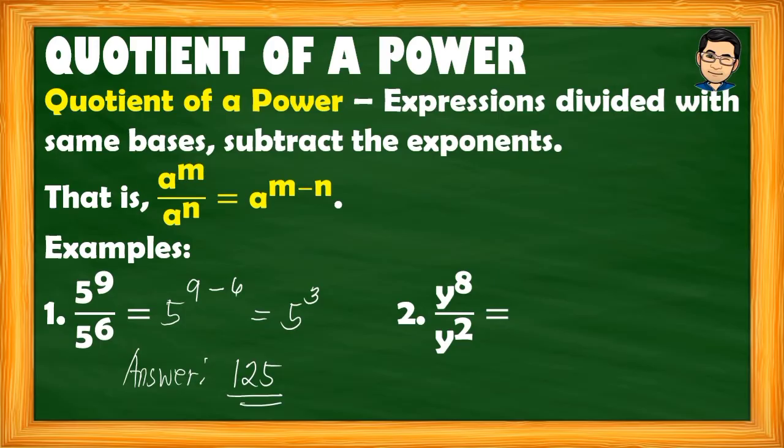Next, y raised to the 8th power over y squared, that is y raised to 8 minus 2. And that is 8 minus 2, 6. So, our final answer will be y raised to the 6th power. Kung sa first example natin, kailangan nating isimplify yung 5 raised to the 3rd power. Sa second example naman, no need. It's because variables po kasi sila. And then, yung numerical coefficient naman is 1.